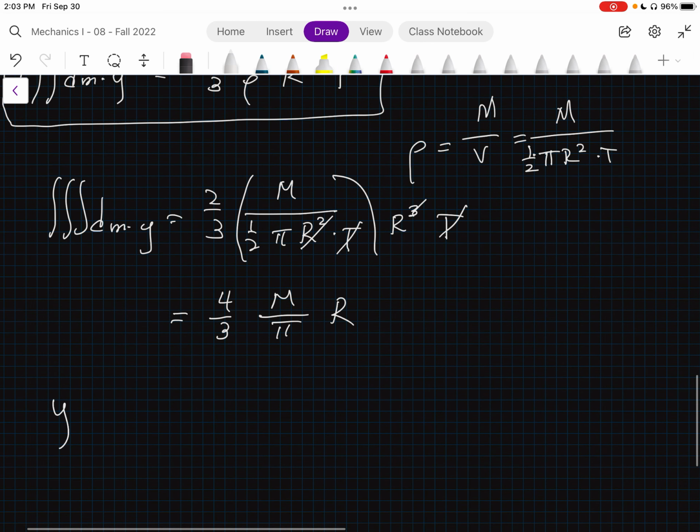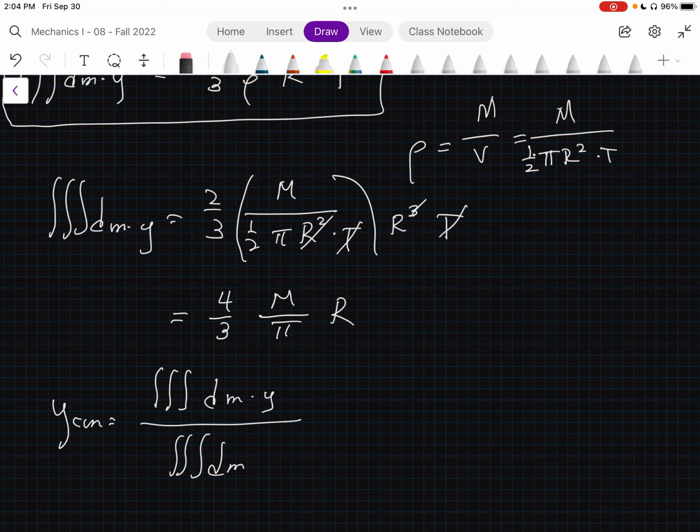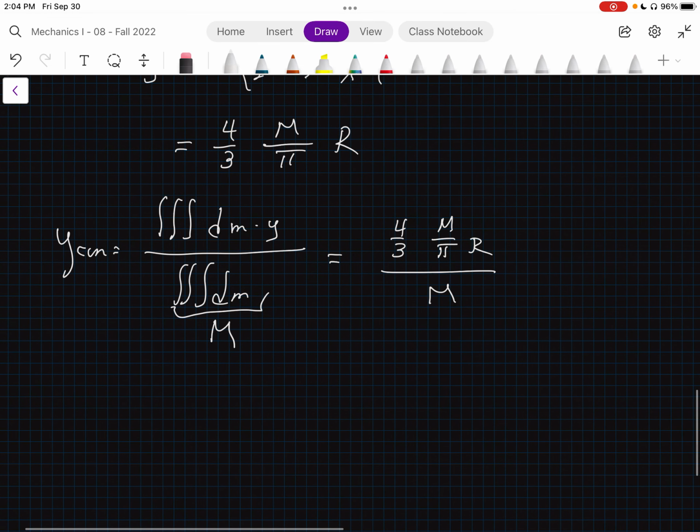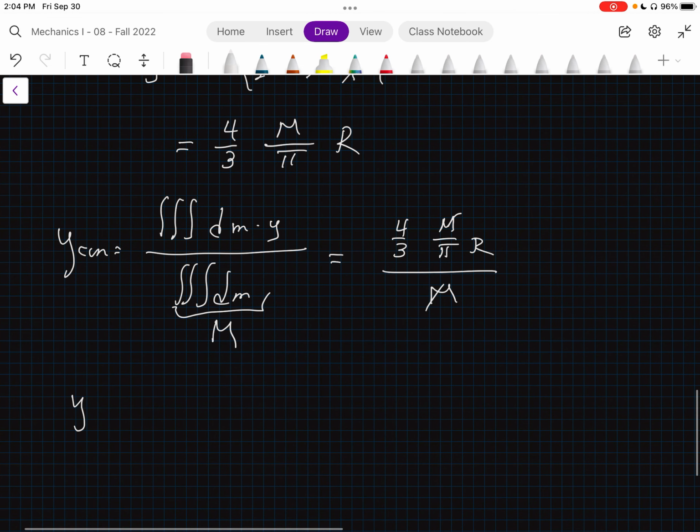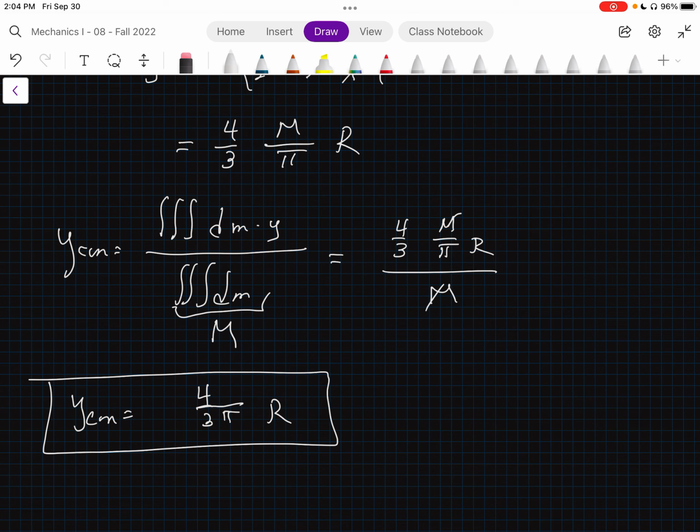So we're almost there. The y center of mass is a triple integral of dm times my y position, divided by the triple integral of dm, which means I'm just adding up all my little mass elements. And this, we said before, is just going to give me the mass. So 4/3 M over pi times r, and now I'm dividing by the mass, and so that's going to cancel out. And so the y center of mass of the disk is just 4 over 3 pi times the radius of the disk. And that's it.